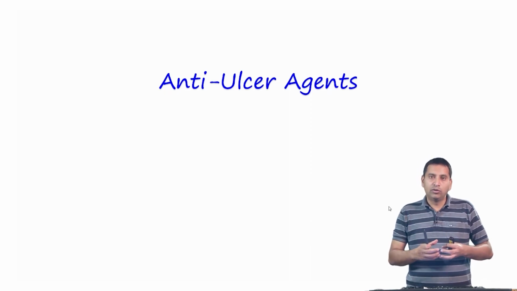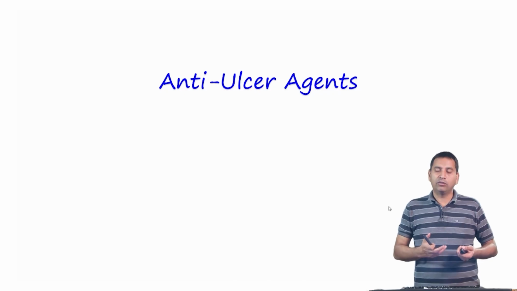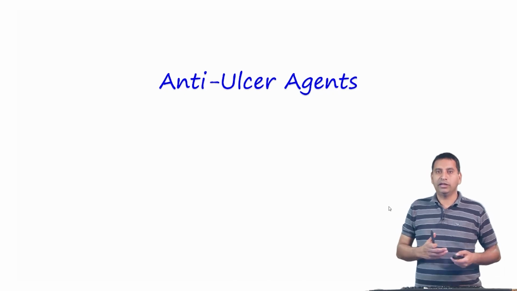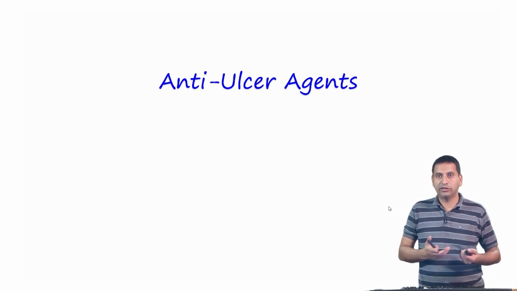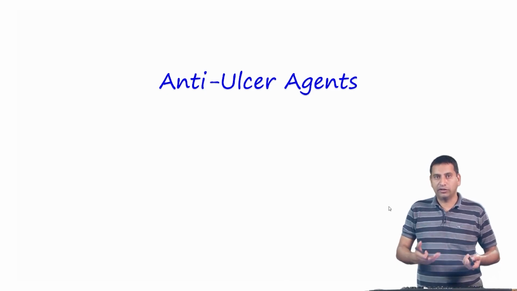So, now we will look at another important aspect of disease, which is called ulcer. Okay. We will briefly look at one of the important case studies in the development of anti-ulcer agents, and this gives us one of the important examples of rational drug design.